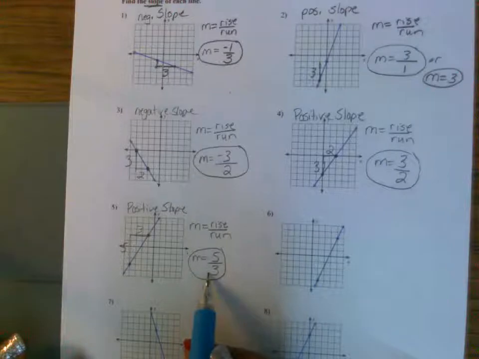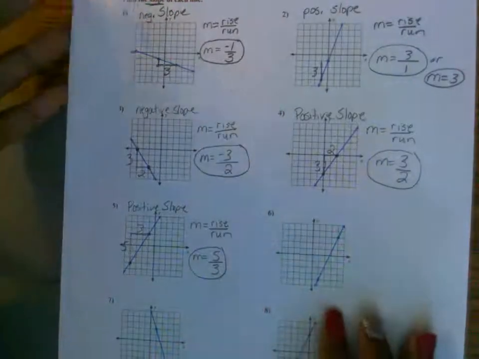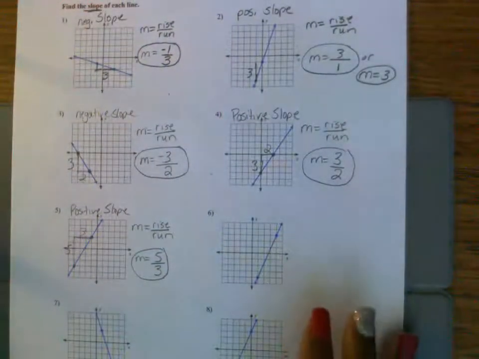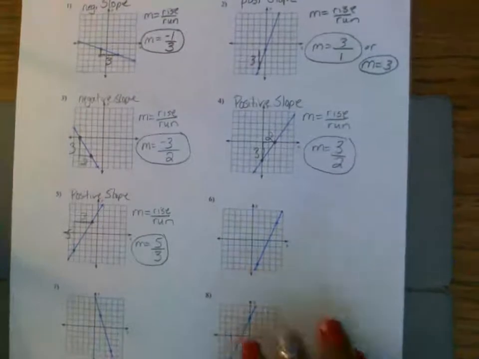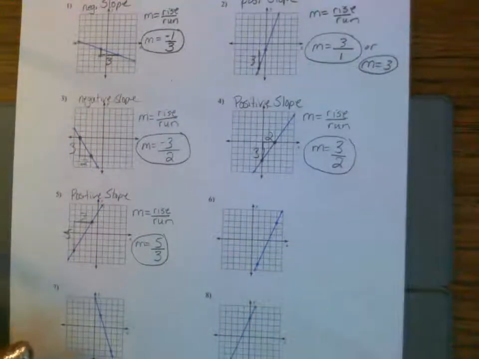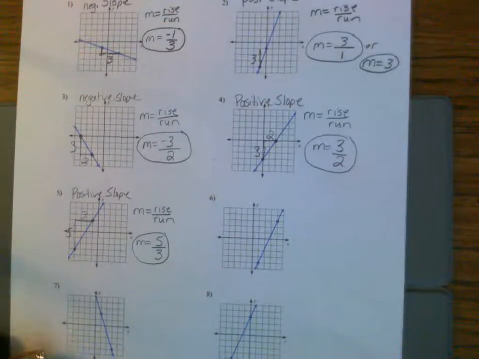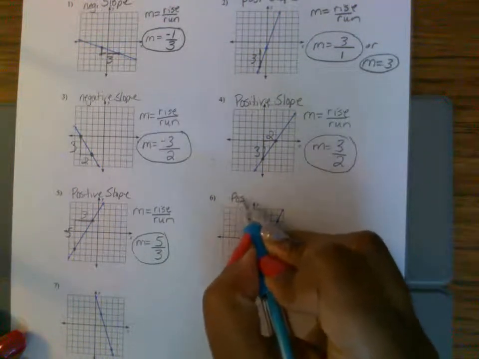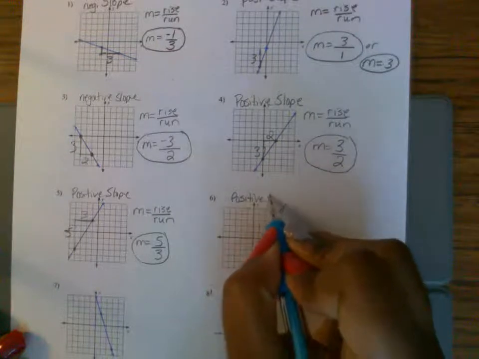Questions? Number 6. What kind of slope is number 6? Somebody different. What kind of slope is number 6? Any guesses? I'll pause real quickly. Okay, so we got positive slope.